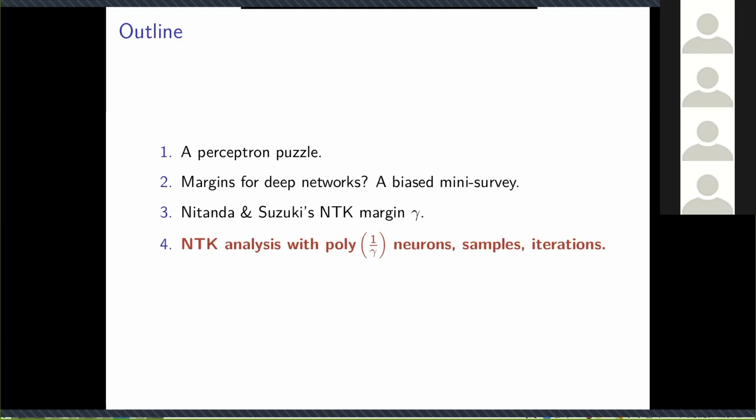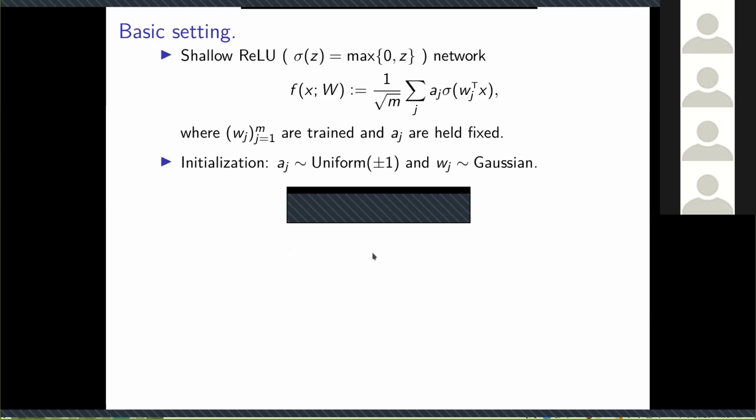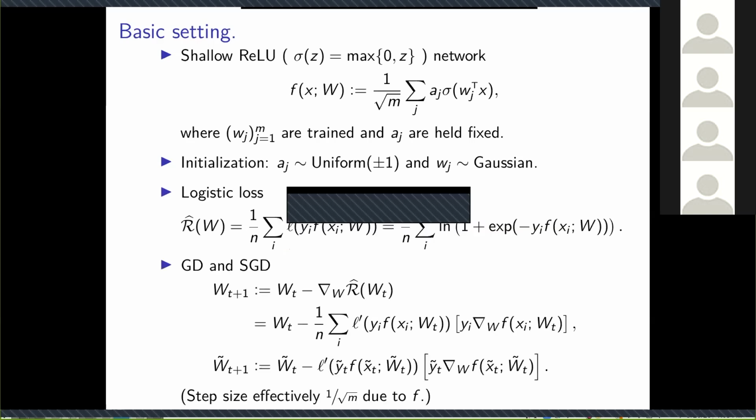Okay, so let me just tell you the setup. I'll do this carefully. By the way, if there's a black box on the screen, it's saying my connection's unstable. Sorry for that. Okay, so the setup is a shallow ReLU network. I'm only training the inner weights w_j. The a_j's I fix initially at -1 or +1.